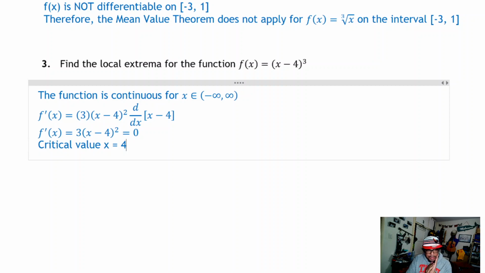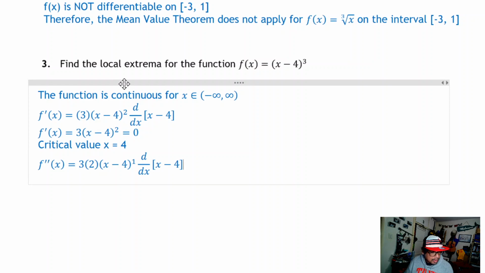Now, I'm always tempted to go ahead and do a second derivative test in this case. So let's see what happens if we try the second derivative test. We get our second derivative is the 3 from the first derivative multiplied by 2, which is the power up here. And then we're going to take our function x minus 4 and decrease the power to 1, multiplied by the derivative of x minus 4, which is, of course, 1.